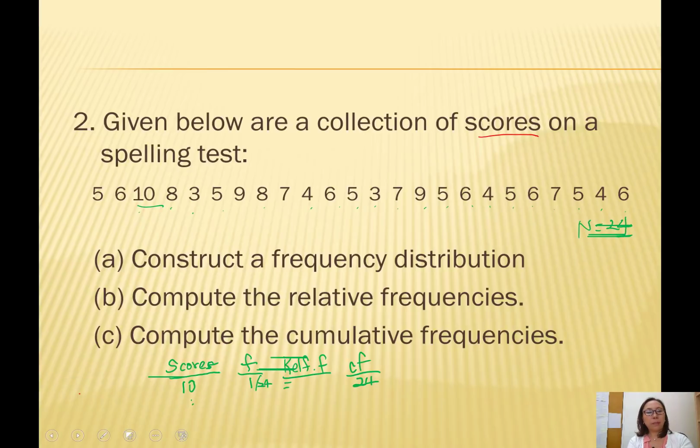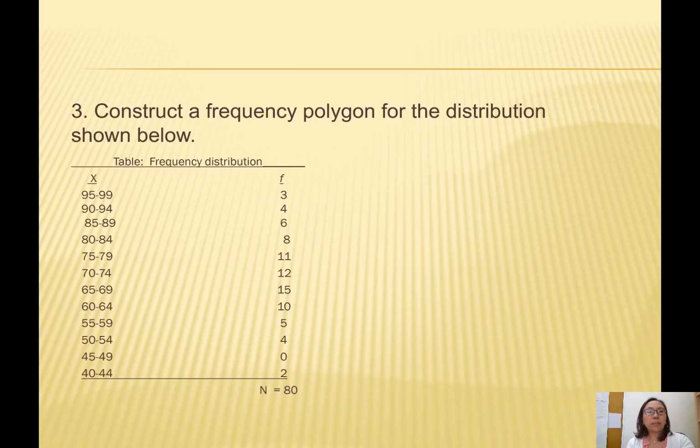Here in question 3, it says to construct a frequency polygon for the distribution shown below. Now, a polygon, if you remember, is connecting the dots, right? So it's the third type of graph that we looked at that just has one line that we need to anchor to the horizontal line, right? So let's look at this table here.